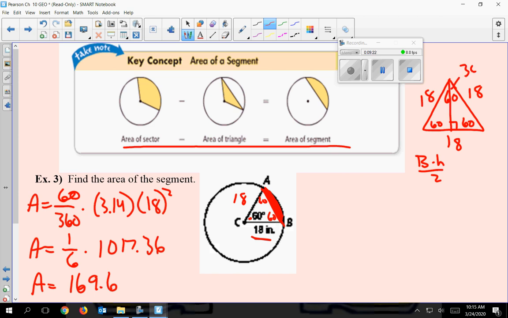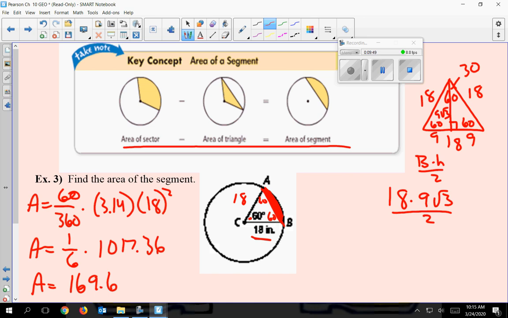because now this is 30, okay? If I split this, this is going to be 9 and 9. And so I get the height using special right triangles. The height is going to be 9 square root 3 because that would be the longer leg. So I've got a base of 18, a height of 9 square root of 3, and I'm dividing that by 2.